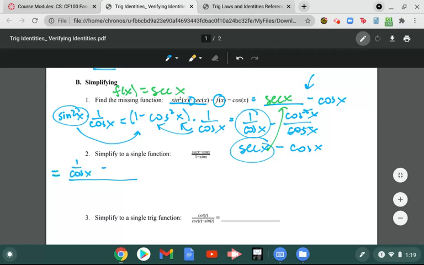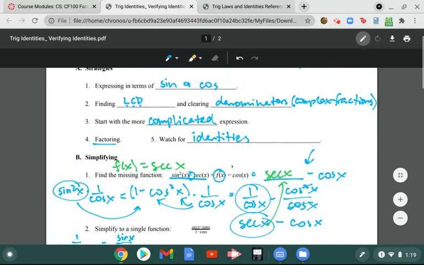And I'm going to write tangent as sine over cosine, sine x over cosine x, over 1 minus sine x. What I have here is a complex fraction. I have fractions within this fraction. So I want to go to strategy number 2 here. I want to look for some common denominators and clear denominators where I can.